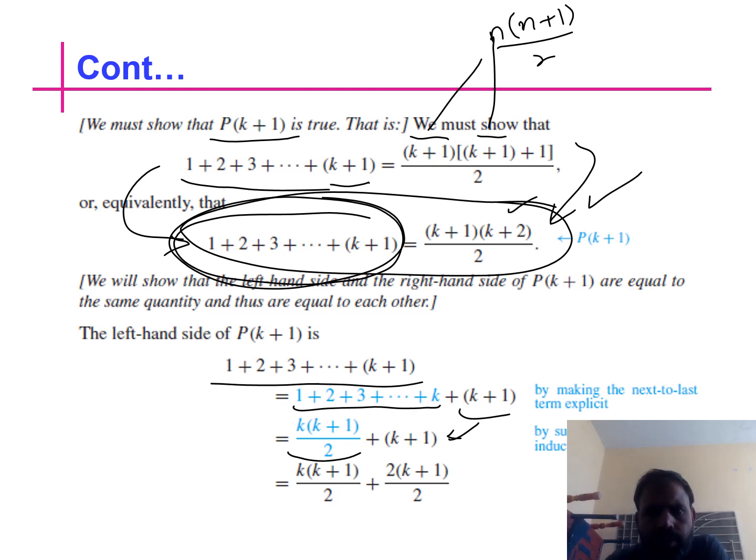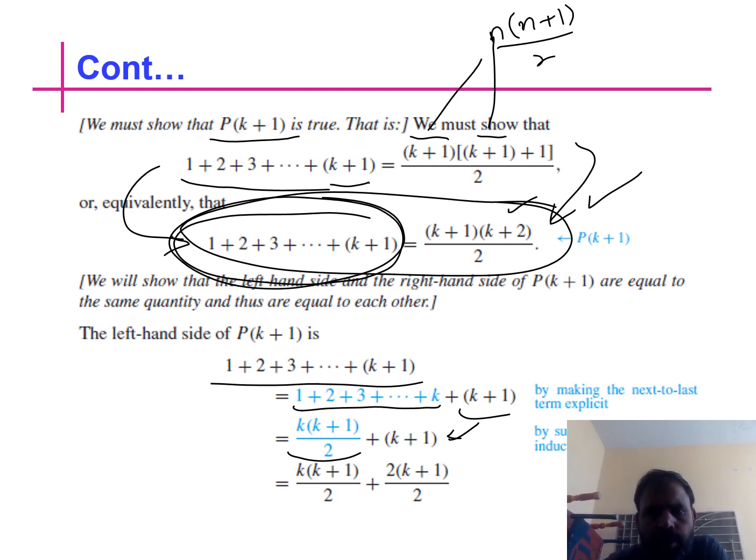That is, we must show that 1 plus 2 plus 3 up to k plus 1 is equal to k plus 1 into k plus 1 by 2, or equivalently, equal to k plus 1 into k plus 2 by 2. This is for p of k plus 1. We will show that the left hand side and the right hand side of this proposition are equal to the same quantity and thus equal to each other. You can see that there are three steps. First of all, we prove it by mathematical induction, which means we prove it for n is equal to 1, then n is equal to k, and then we prove for n is equal to k plus 1.